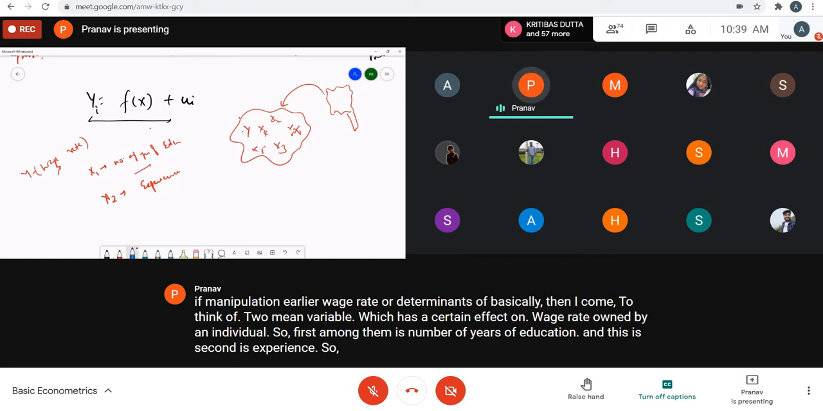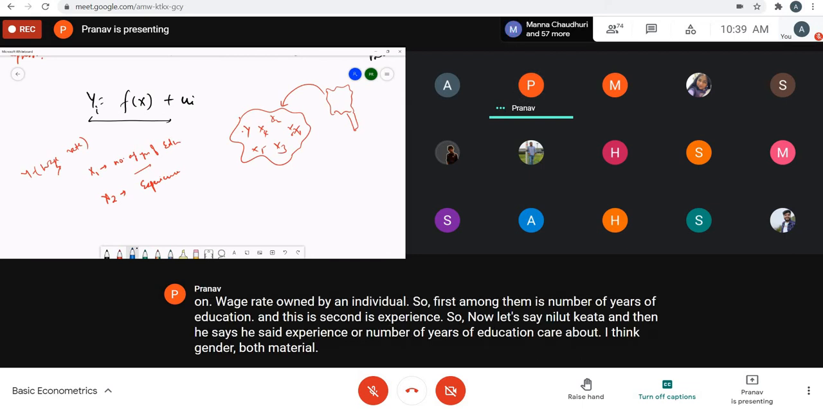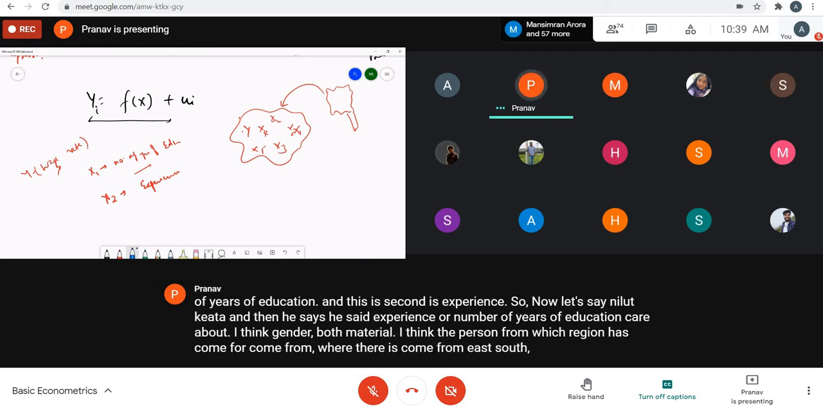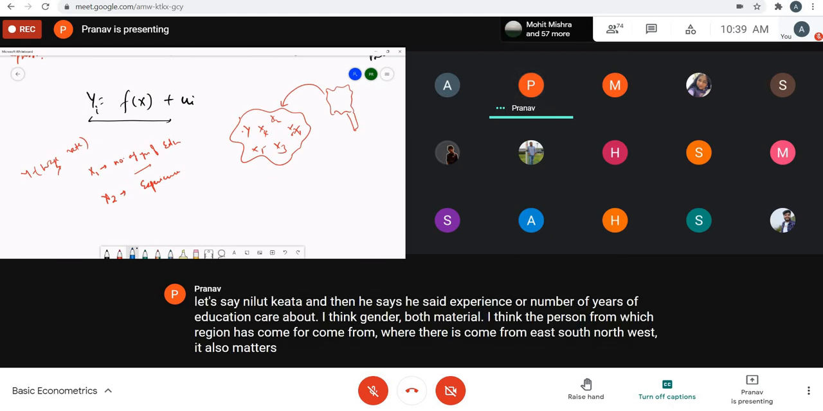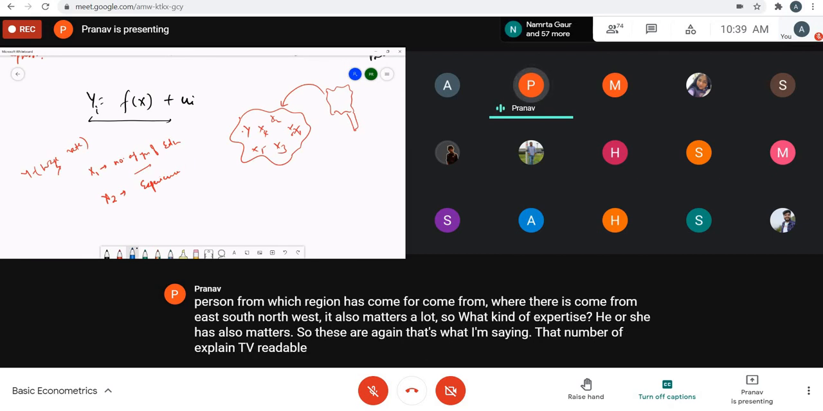So now, let's say Neil gets up and says, sir, experience and number of years of education aside, I think gender will matter a lot. I think the region the person has come from, whether east, south, north, west, also matters a lot, sir. What kind of expertise he or she has also matters. So again, the number of explanatory variables you have in a model depends from researcher to researcher.